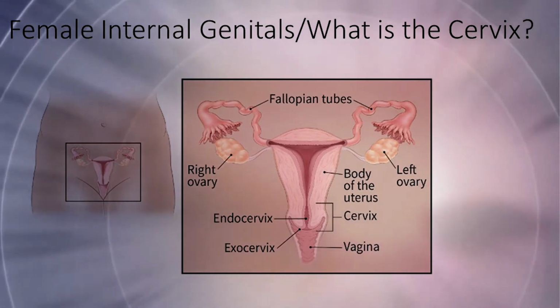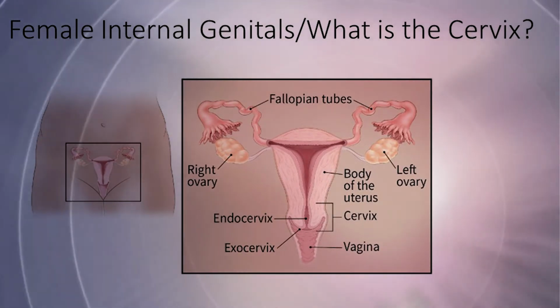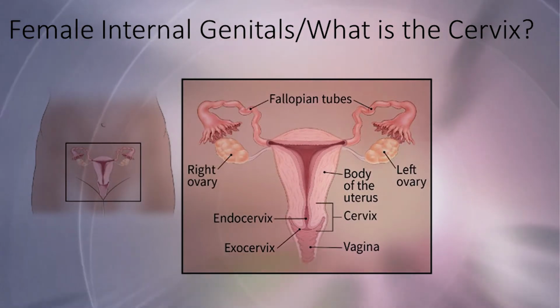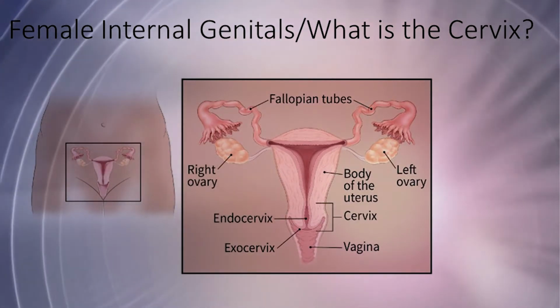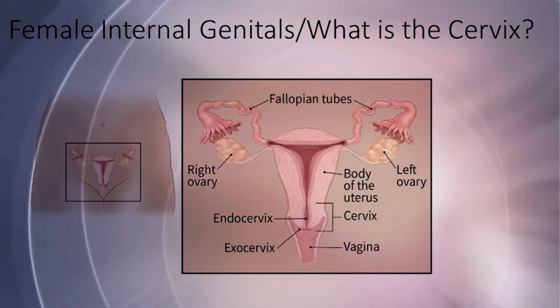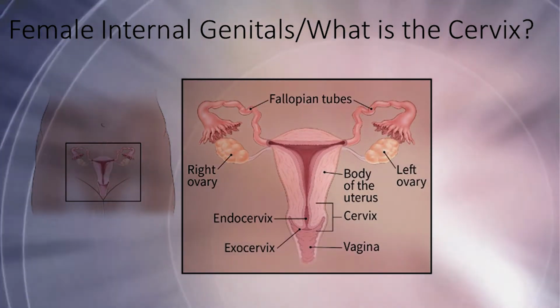There are two parts of the cervix. The endocervix is the opening of the cervix that leads to the uterus. It is covered by glandular cells. The exocervix is the outer part of the cervix that can be seen by the doctor during the speculum exam. It is covered by squamous cells.